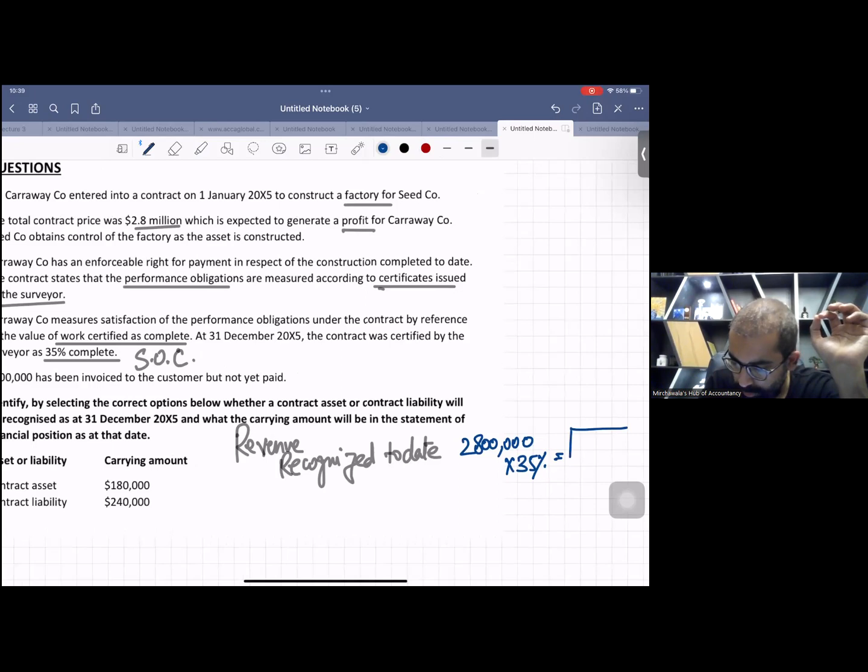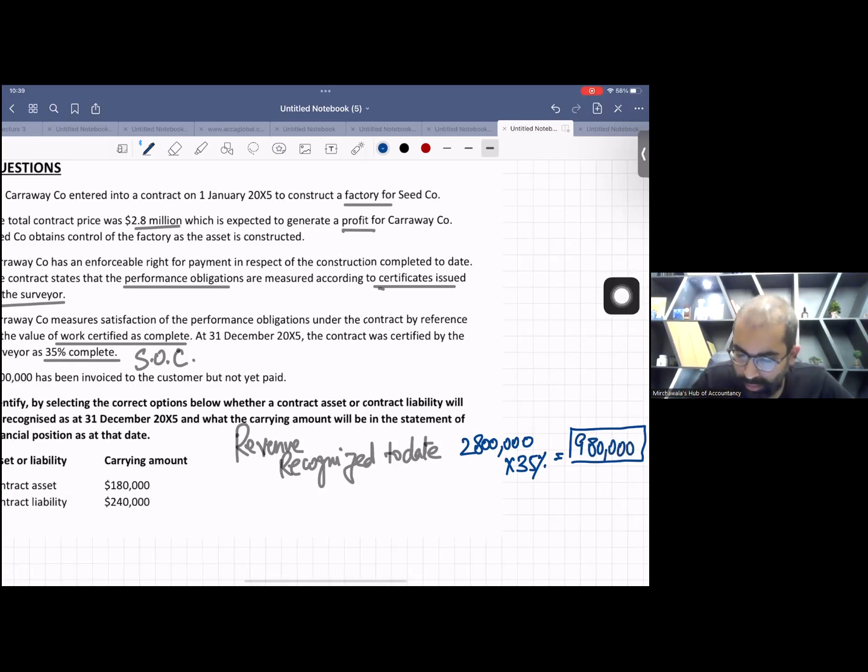Let's see what number comes. 2,800,000 times 35% is 980,000. 980,000 is the revenue recognized to date. Now what do you have to deduct? Less amount invoiced. Very simple. Amount invoiced to date.